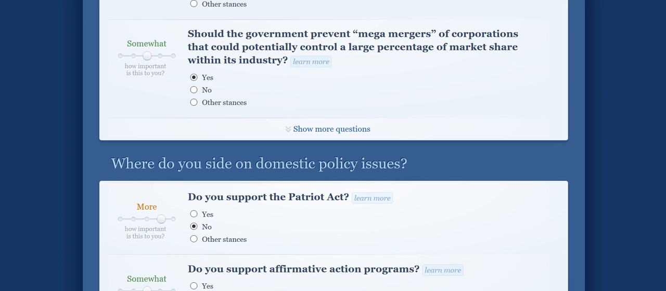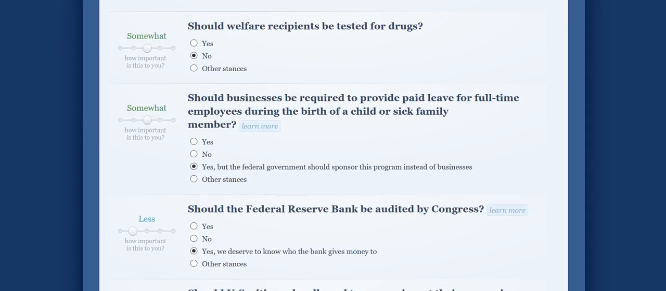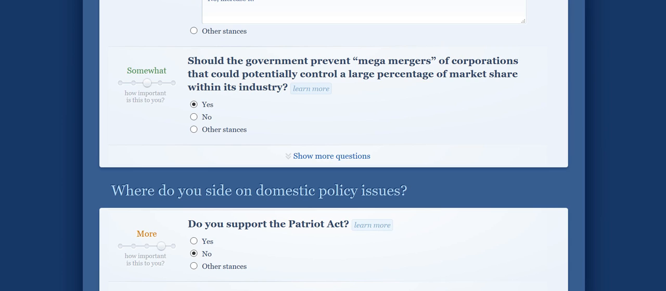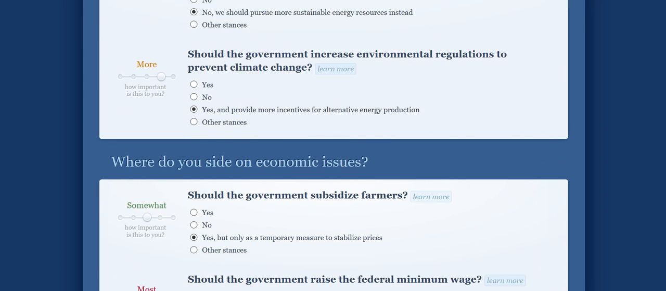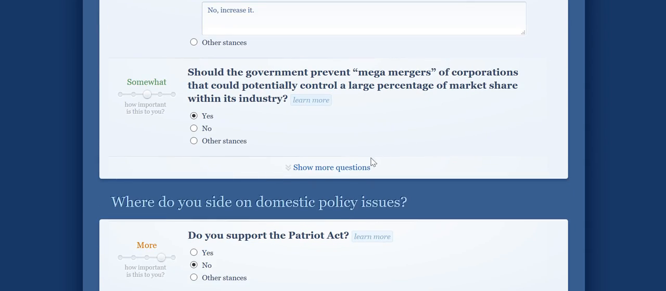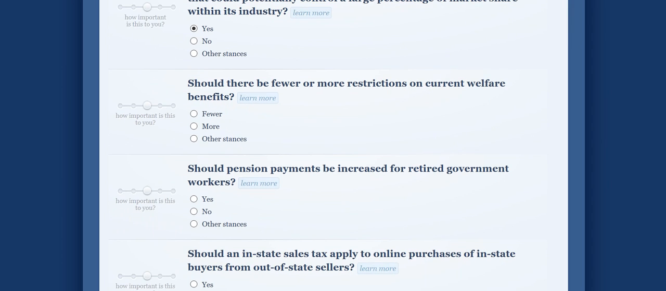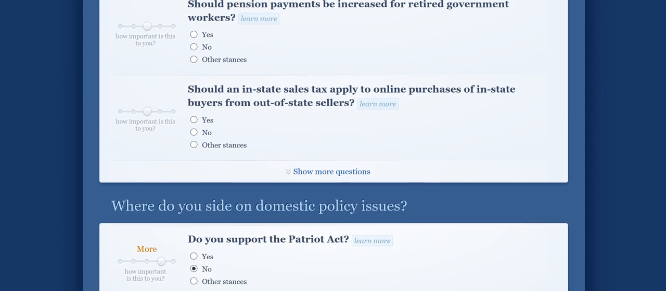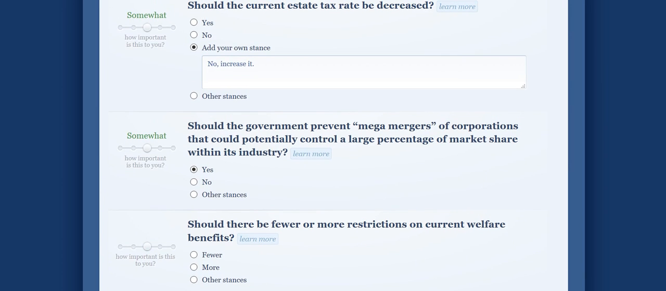Oh, have I not been showing more questions this entire time? Well, wait, let me actually take note of where I was before. I was right by domestic policy issues. Oh, I think I've been going through them. Okay. Oh, no. It stopped saving it. I guess just the rest of these will stop saving. All right. Well, it looks like I've got to answer some.